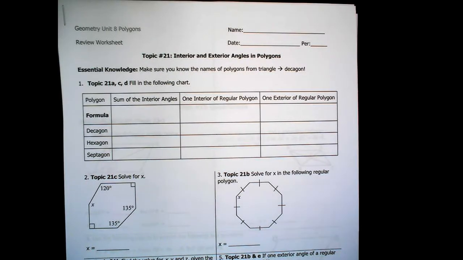This is a guide to the Unit 8 review packet. This video will be done in 3 parts, with each part corresponding to 2 pages of the review packet. Alright, starting with topic 21, interior and exterior angles and polygons.